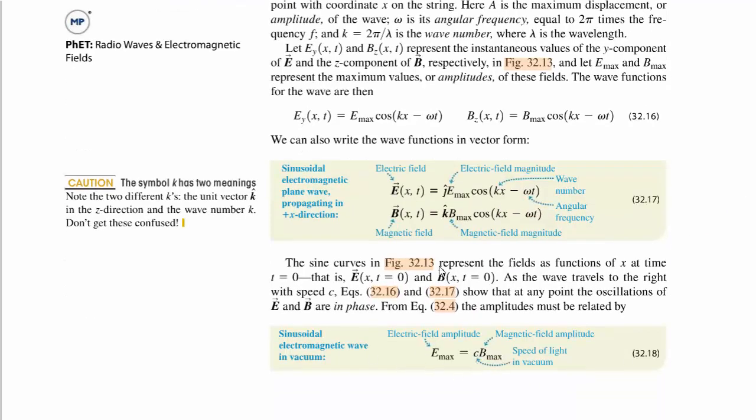Again, the amplitudes Emax and Bmax are related. The plus x is equal to j hat cross k hat. J hat cross k hat is plus x, so there's a relationship between those.